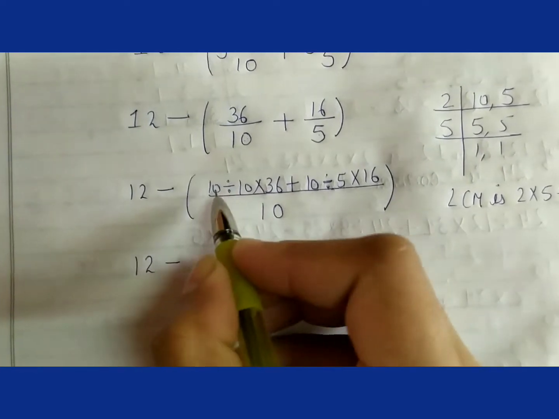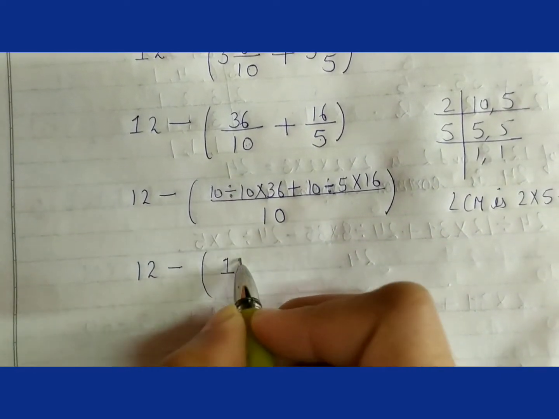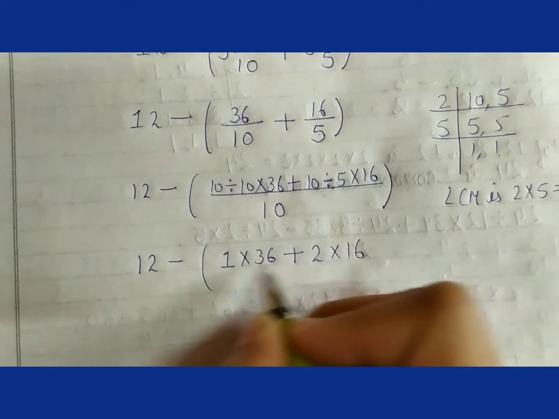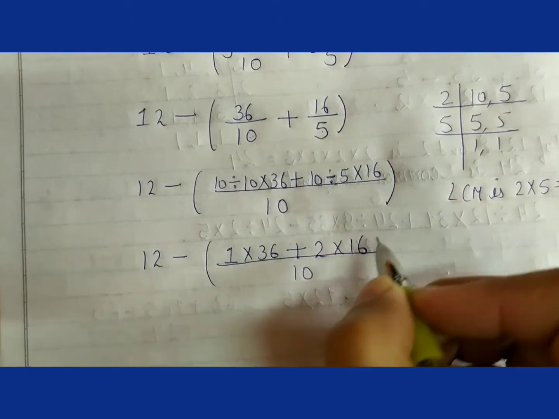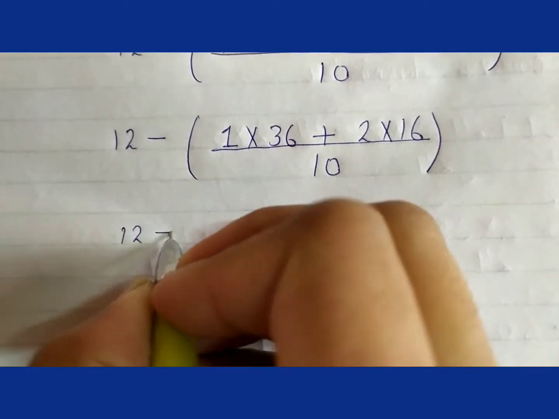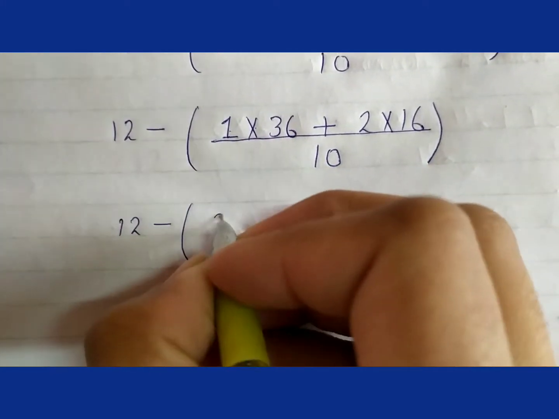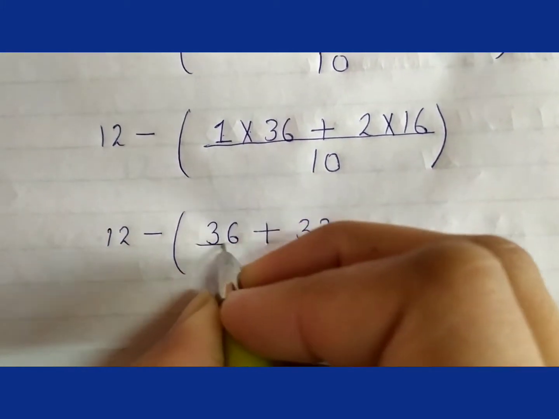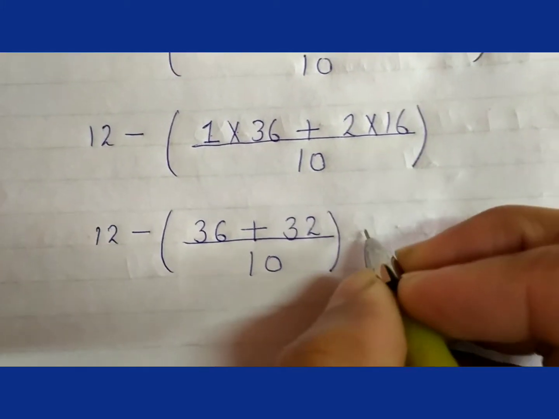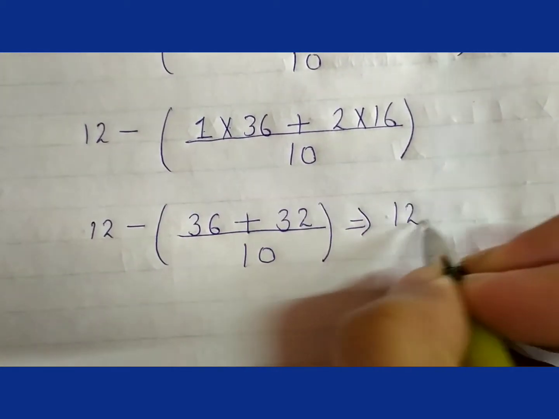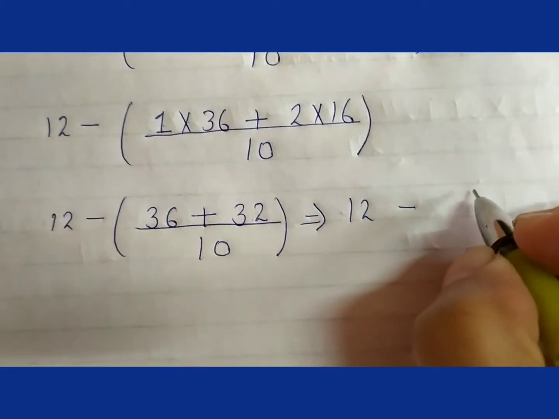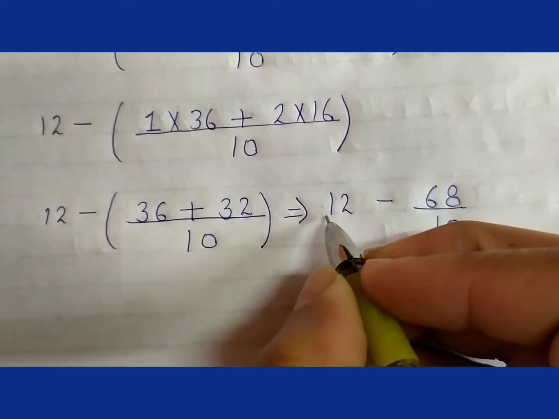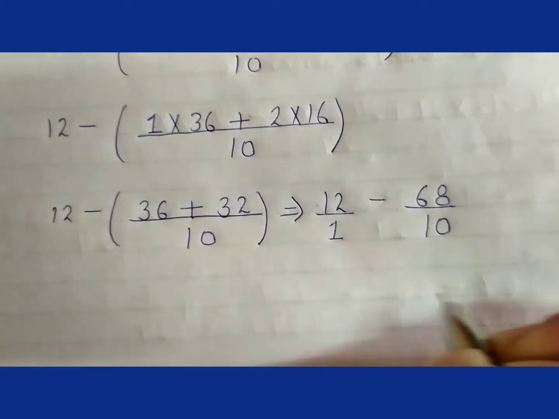12, 10 divided by 10 is 1, multiply 36, plus 10 divided by 5 is 2, multiply 16, upon 10. 12 as it is, minus 1 multiply 36 plus 2 multiply 16, 32, upon 10. 12 minus 36 plus 32, 68 upon 10. So this is 12 upon 1.